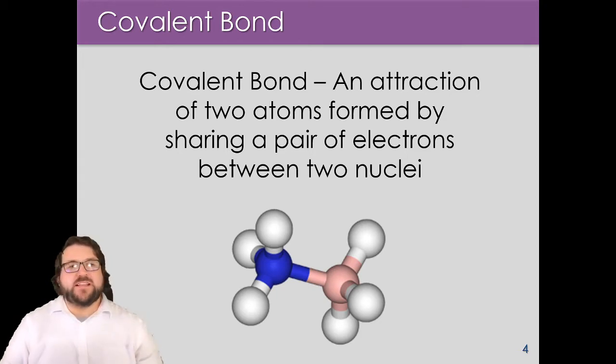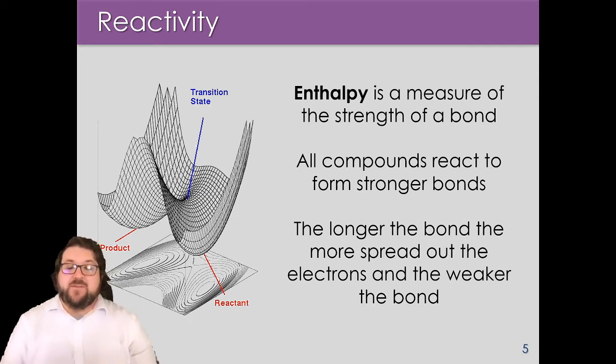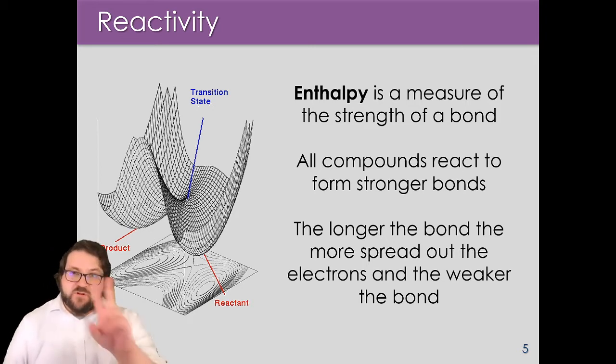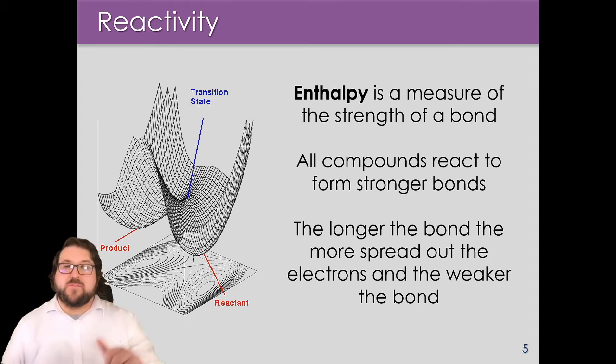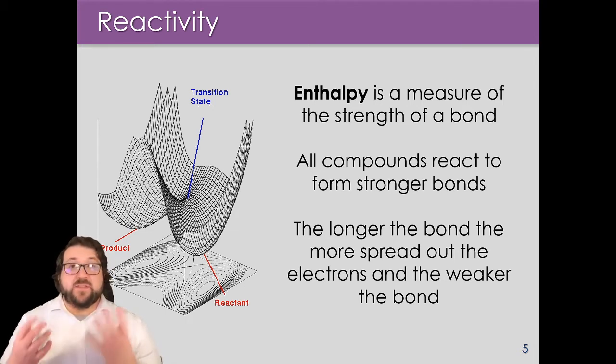Now, what's going to affect the strength of the bond? We call this enthalpy when we're talking about the strength of the bond. And if you have a look at your data sheet for this course, you'll see that there's a table of bond enthalpies in there that tells you about the relative strength of the different bonds. Now, there are two driving factors for a reaction, and one of them is enthalpy. The other one is entropy, that you'll hear about later. But enthalpy is the major one. Enthalpy is talking about the strength of a bond.